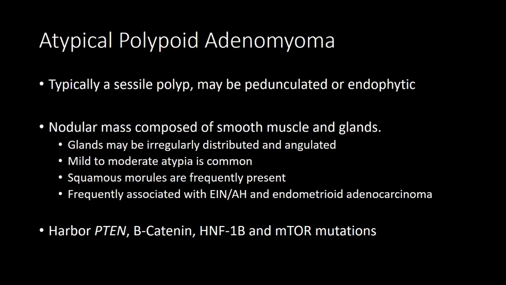What they will consist of is a nodular mass of smooth muscle-like stroma and glands. These glands tend to be irregularly distributed and angulated, so the first thing you're going to see is something that looks invasive. It's not uncommon for those glands to be atypical, and there may be a variable amount of squamous morules. The important thing to remember is, although they're not exactly equivalent, you should think of them as equivalent to EIN or atypical hyperplasia. These are frequently associated with endometrial adenocarcinoma, so you have to be on guard for them. The patient in general is going to require surgery if you make this diagnosis, so you have to take it seriously. They do contain many of the same mutations that we see with traditional endometrioid adenocarcinomas, so they are neoplasms, and they must come out.